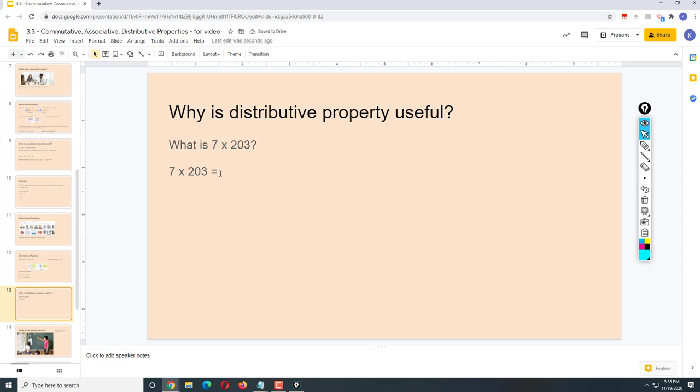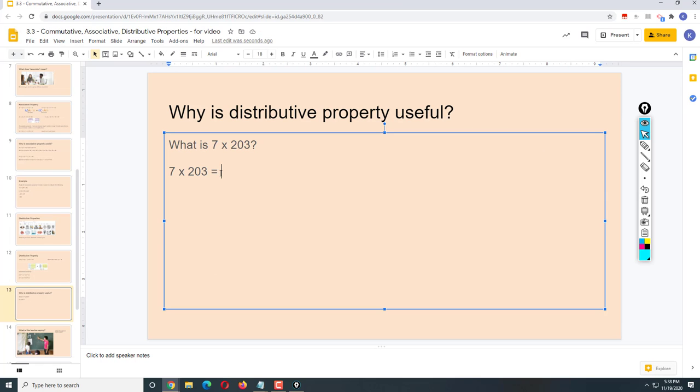Why is it useful? Well, here's one reason. 7 times 203, that's kind of annoying to do. But we can just do it this way. 203 is 200 plus 3. So this is really 7 times 200 plus 7 times 3. 7 times 2 is 14. 7 times 200 is 1400 plus 21, which is 1421.